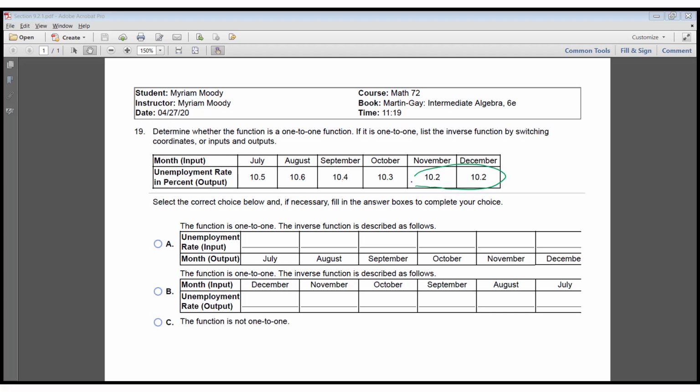Do you see these 2 outputs? They're exactly the same, aren't they? And they come from 2 different inputs. Is this a one-to-one function? No, this one's not one-to-one. And since it's not a one-to-one function, there is no inverse. Not one-to-one, no inverse. You with me?